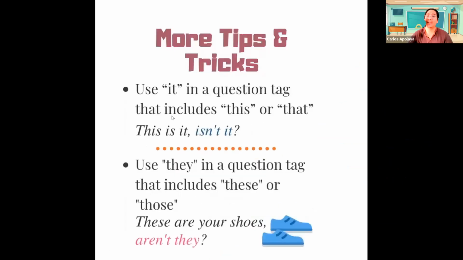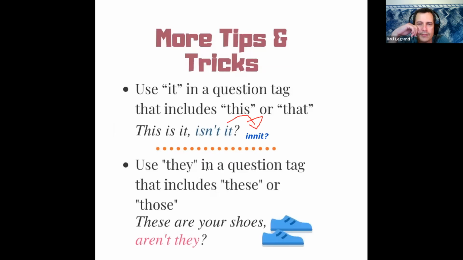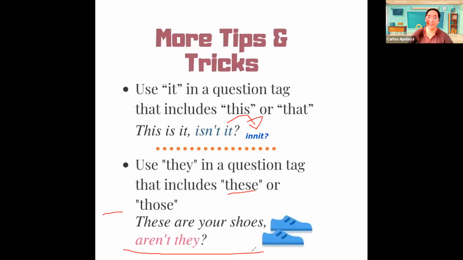Okay, next. Use it in tag questions that include this or that. This is it, isn't it? Isn't it? Or you can always say, "ain't it?" And it is the informal version of isn't it. Use they in questions that include these or those. These are your shoes, aren't they? Yes. And we're done, I think.